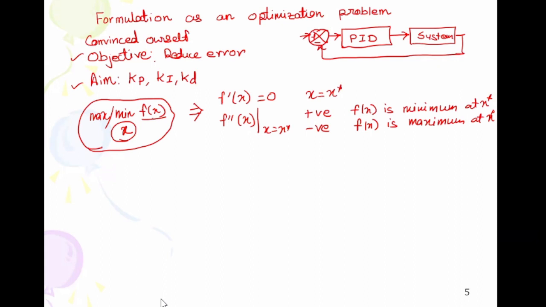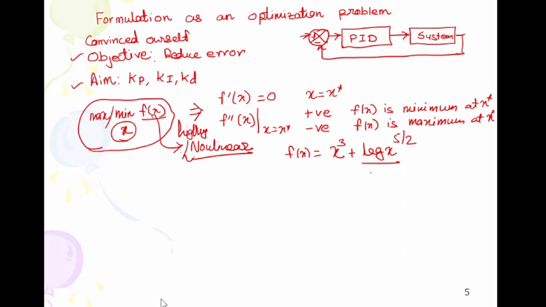Now, the problem comes when this particular function f of x is nonlinear. I would say that it is highly nonlinear. Suppose f of x is something like x cube plus log x to the power of 5 by 2 divided by e to the power of x into x to the power of 1 by 2 into x cube. Something like this, again some complexity. And more complexity can happen if x is changing with time. Now, is it that simple to find out the derivative of this function?